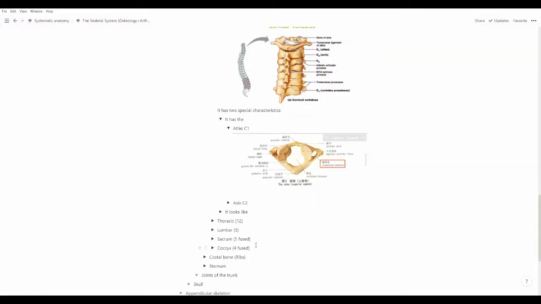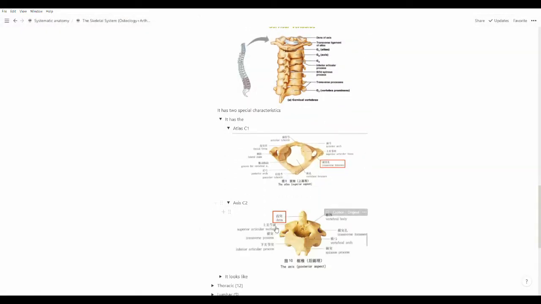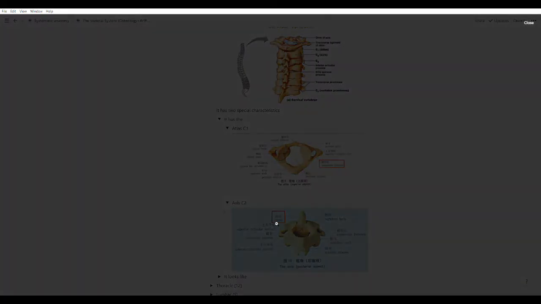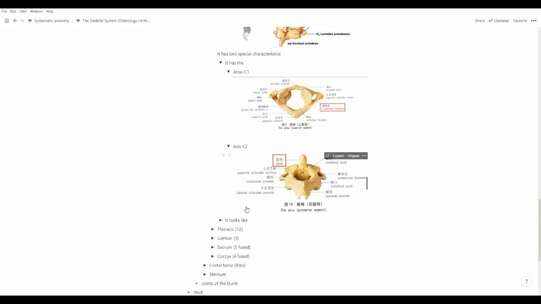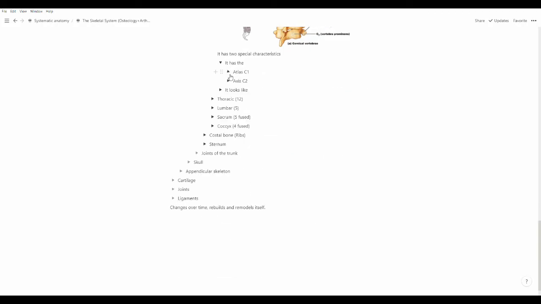The second special bone is called the axis, which is a C2 bone. This one is also a little special from the other bone because it contains that dens, D-E-N-S. It's just this extra bone on top of here. Now, the other special characteristic, I said it has 2 special characteristics. It contains the atlas and axis. The other one is that it looks like this.